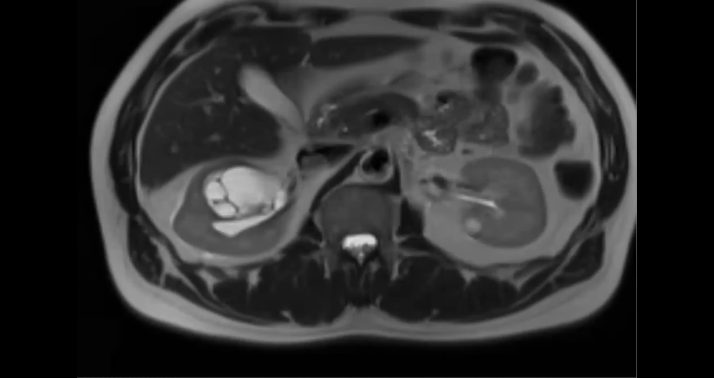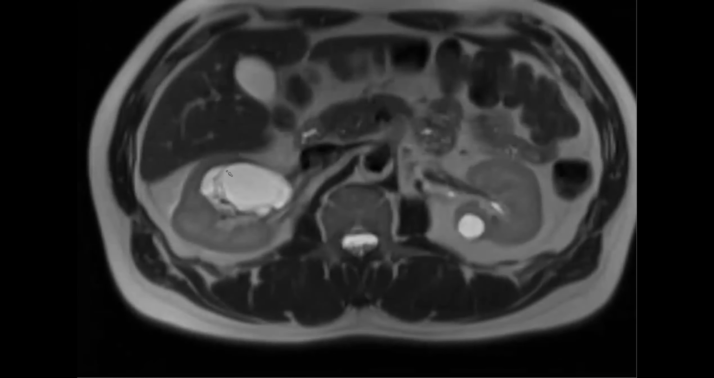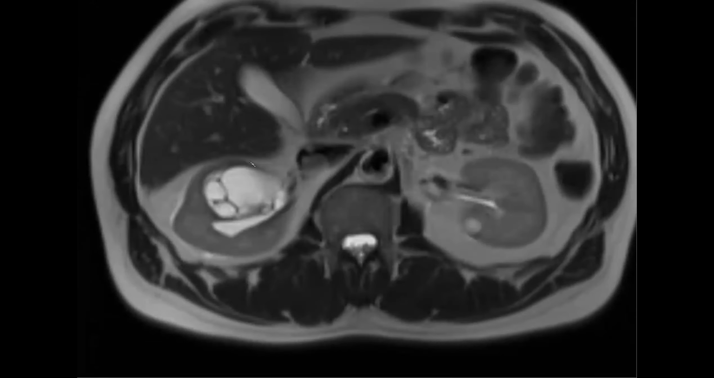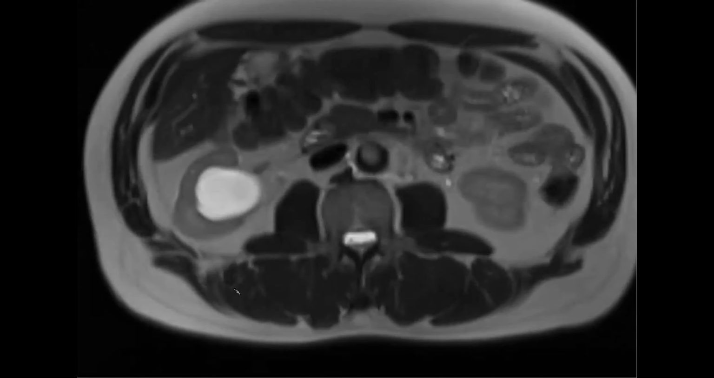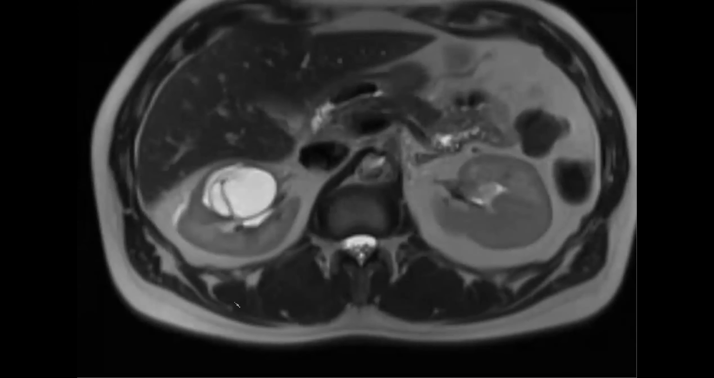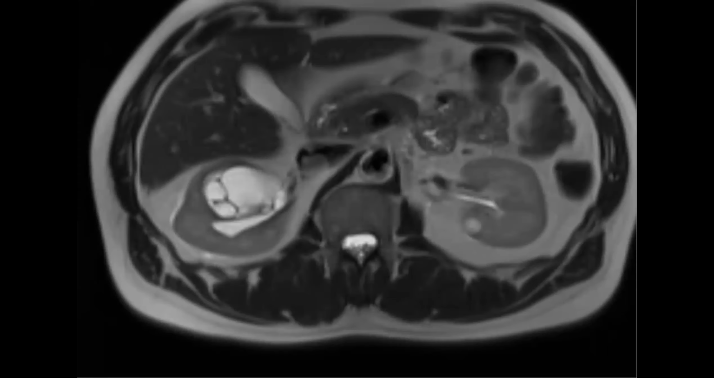So, we would still apply Bosniak, right? Or no? Yeah. This didn't have any solid nodular components, so I think this still would have been a Bosniak 3. Did they follow this at all, Aarti, or had it actually grown? It had grown over a couple of years.